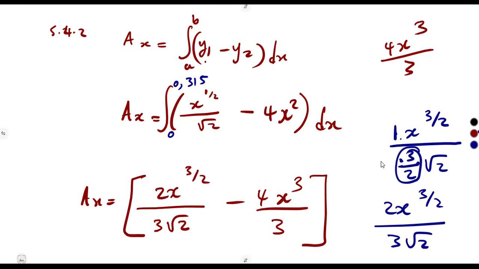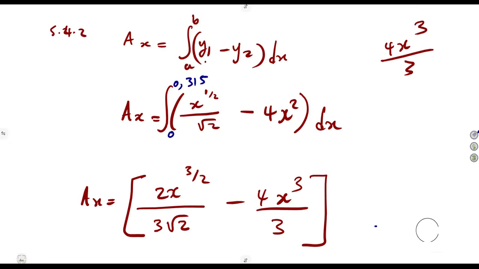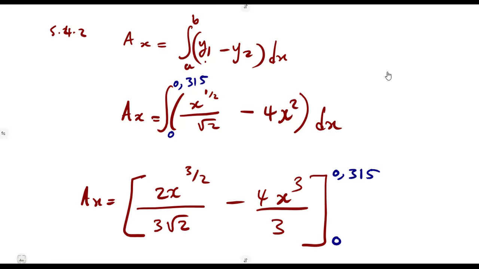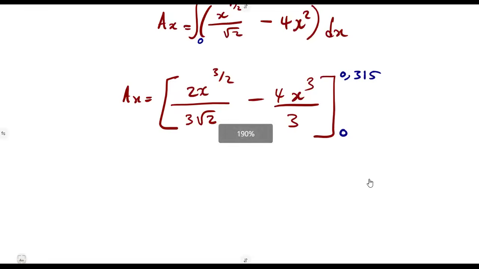So with these limits, when you're given the limits, there is no need for you to write the constant of integration inside there. There is no need. If you're using the limits, just integrate, guys. Then apply your limits. This is 0.315, and that's a 0 there. So let's substitute our limits. Upper limit minus the lower limit.